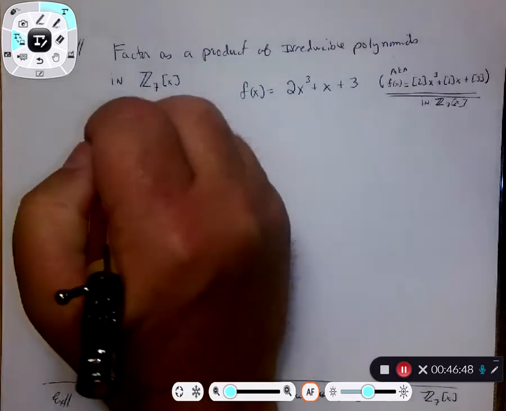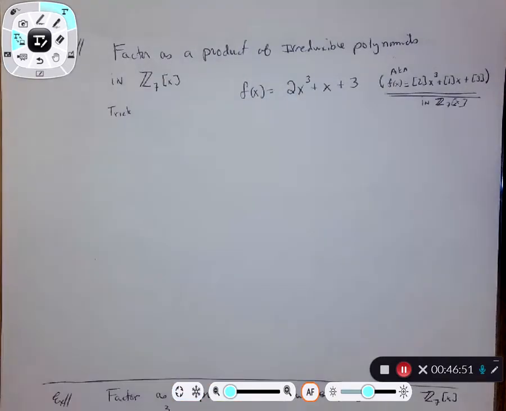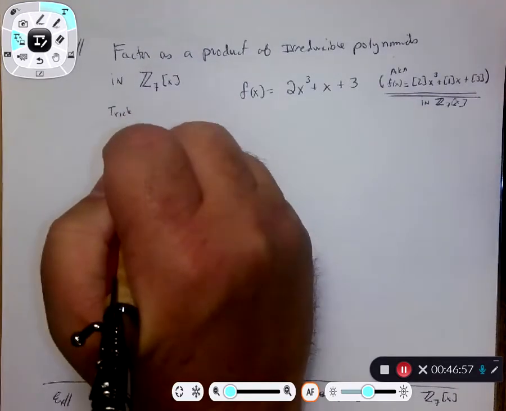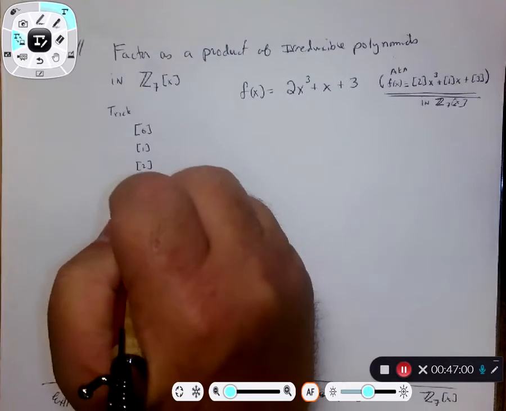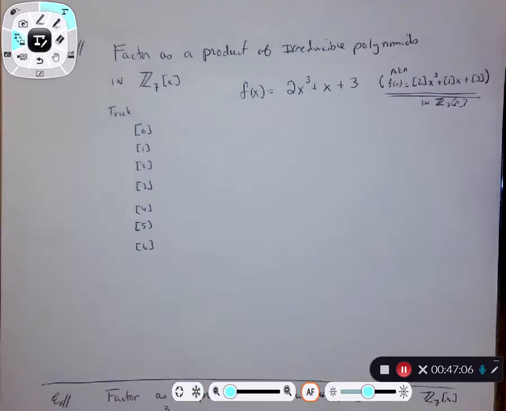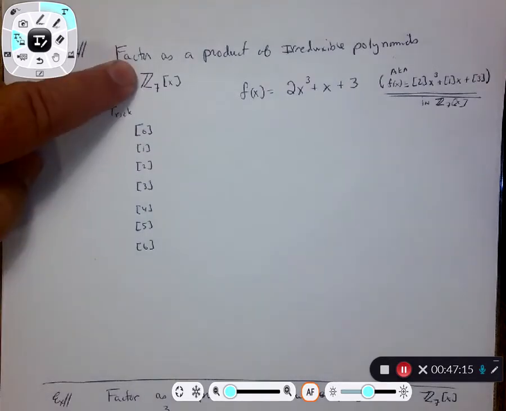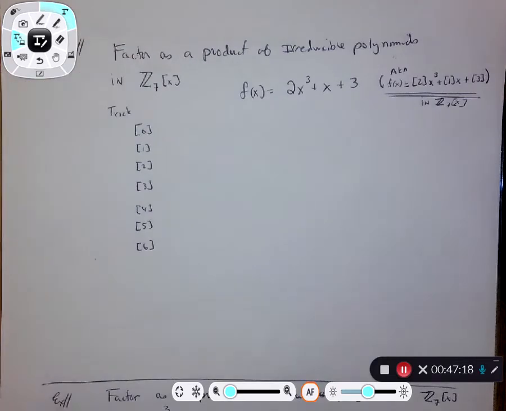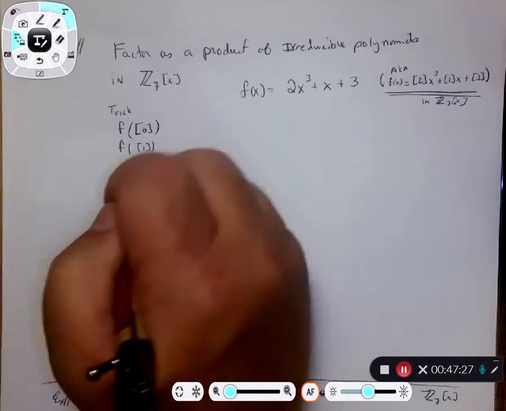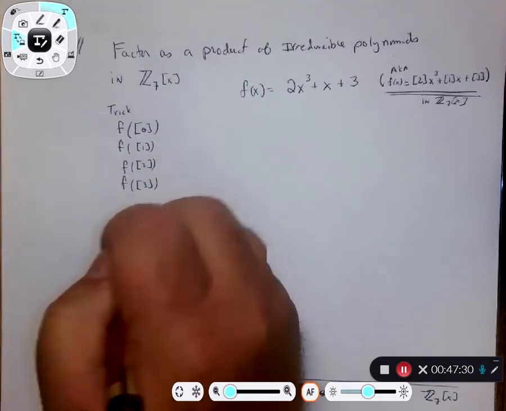So the trick is this. In Z7, which is my field where the coefficients come from, we're only allowed to have the elements 0, 1, 2, 3, 4, 5, and 6. That's why I chose Z7. It was big enough to actually give you a lot, but not big enough to hurt you. Those are the actual elements of just Z7. And I'm looking for zeros. And according to the zero and factor theorem, to get the remainder when I divide, all I've got to do is plug these numbers into my function. That's going to save me a lot of time.